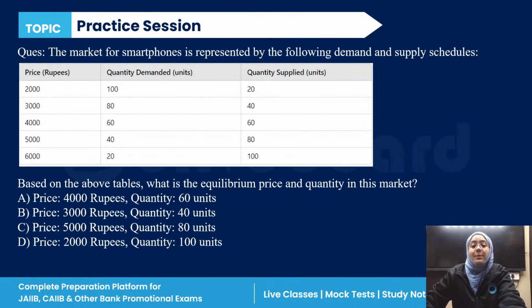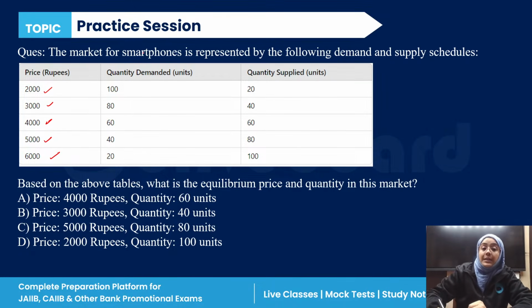Okay, now tell me the correct answer of this. This is a so easy question. The market for the smartphone is presented by the following demand and supply schedule. We have the prices listed here: 2000, 3000, 4000, 5000, 6000. Now the quantity demanded is written here: 100, 80, 60, 40, 20. Then quantity supplied is written here: 20, 40, 60, 80, 100.